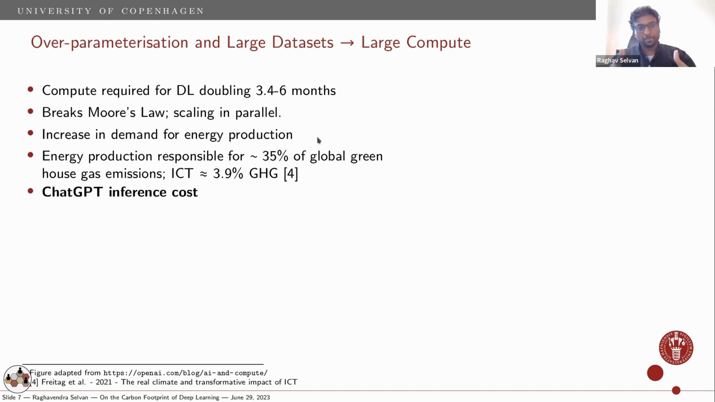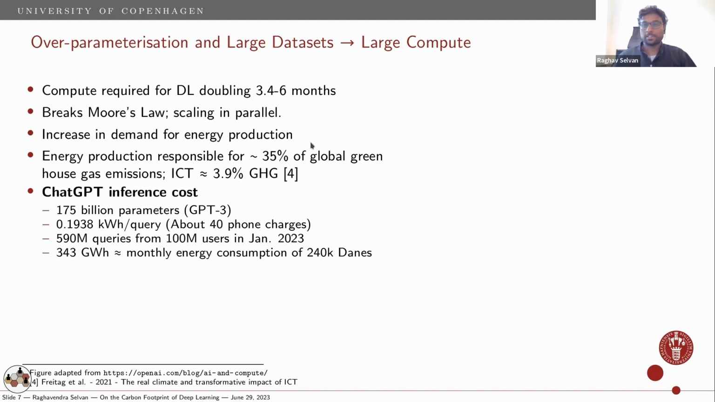Just to drive home this point, let's look at something I'm sure most of you have played around with by now. ChatGPT is based on a GPT-3 model, which I think was released in 2018, 2019 in that horizon, and it has 175 billion parameters. This is a back of the envelope calculation, because we don't have access to the compute to run ChatGPT. So I ran a simpler model and made some approximations on a single standalone GPU. According to these estimates, every time you interact with ChatGPT, it costs about 0.2 kilowatt hours, which is like charging your phone about 40 to 50 times.